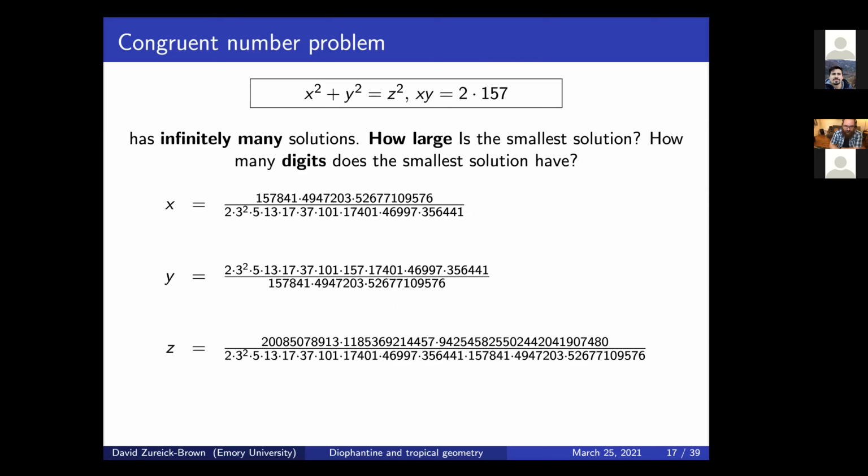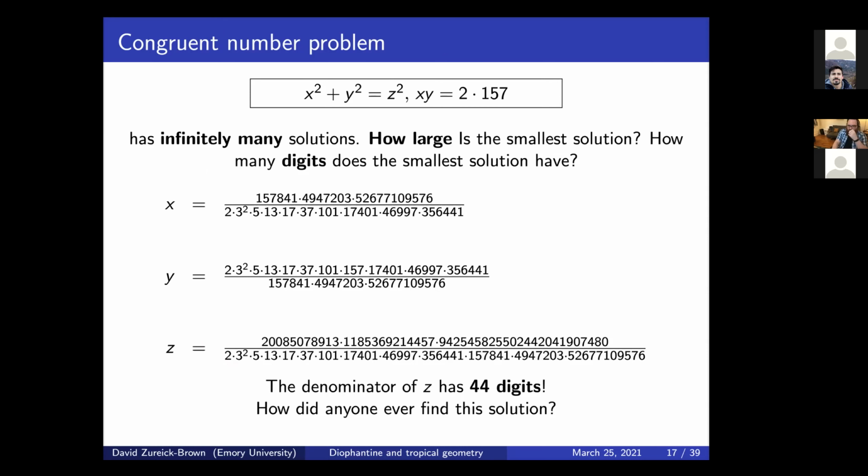Well, here it is. To fit z on this slide, I had to factor the denominator. The denominator has 44 digits. So this really is a needle in a haystack situation. Makes you wonder, how did anyone ever find this solution? Well, if you know what a Heegner point is, it's via Heegner points. But the next smallest solution has 176 digits.